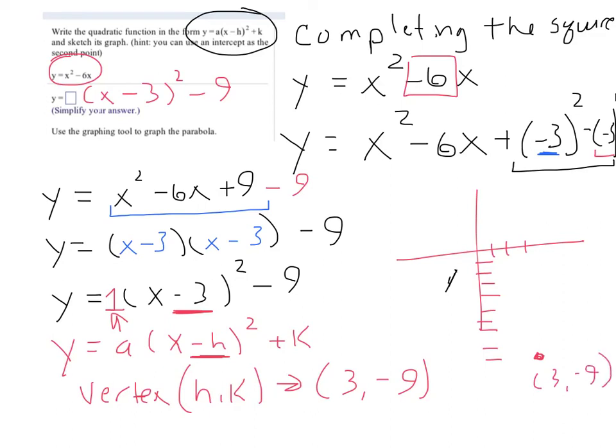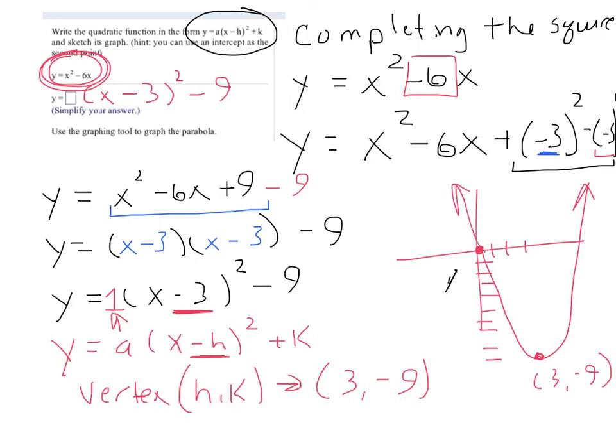It's a parabola opening up, and I need one other point where it crosses. Well, the easiest point to figure out where it crosses is to plug a 0 in. So if I plug a 0 in for x up here in my original, I have 0 squared minus 6 times 0 is 0, so it goes to the origin. So this is another point on the graph, and here's the graph of my parabola.